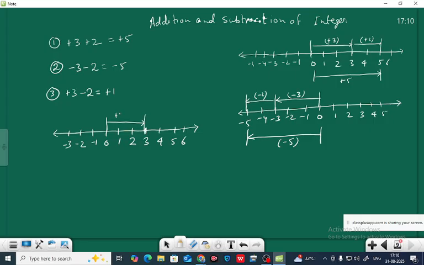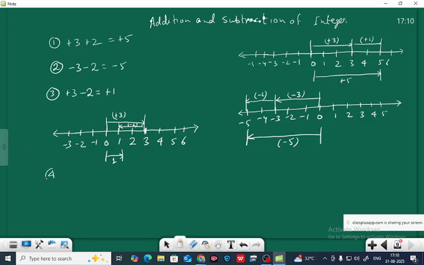This is plus 3. And minus 2 means back. 1, 2. This one is minus 2. Therefore, getting the value, the answer is 1. You see, this is 1. In this way, we get the addition of integers.